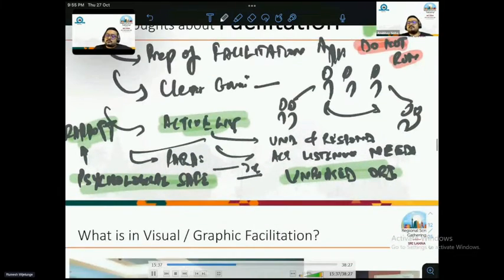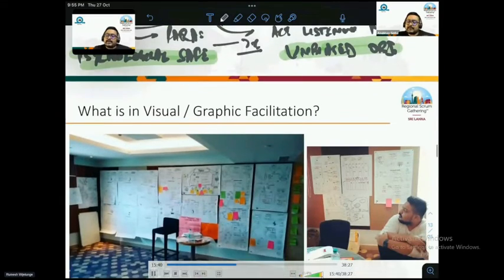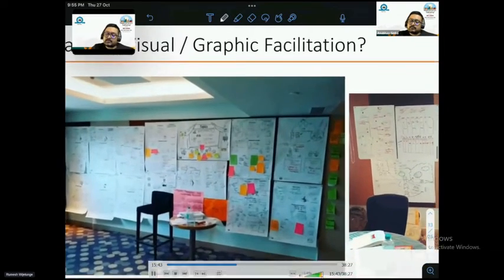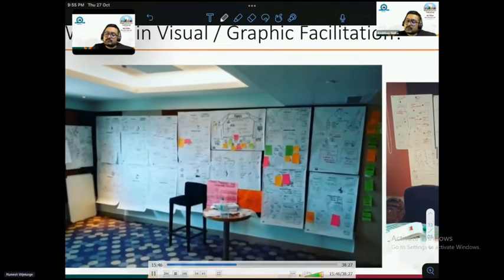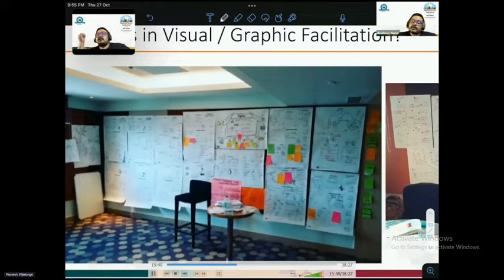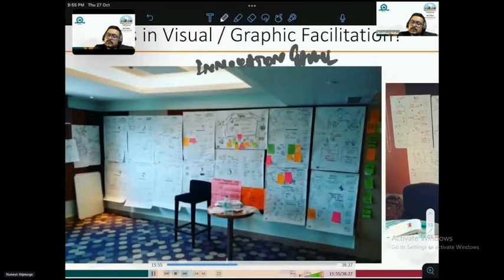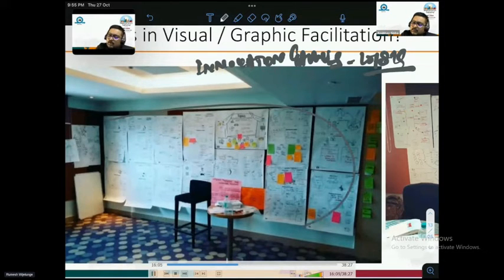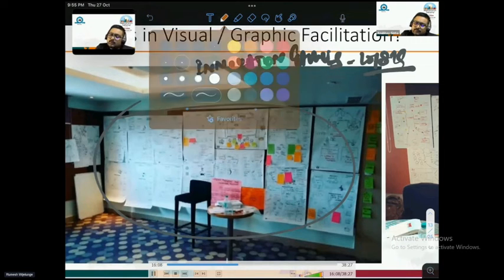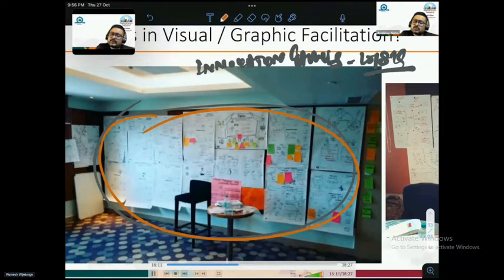Now let's move ahead. We will be talking about visual facilitation. If you see this, this is one of the workshops we took for innovation games, and I believe this is from 2018 or 2019. If you see on this wall, it's a complete show of one of the sections of the session, what we have done, how we have interacted, how they are building their thoughts.